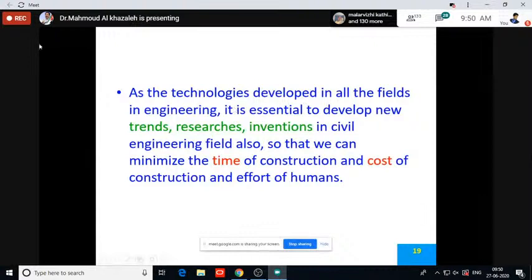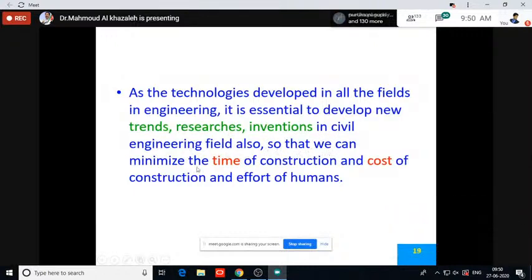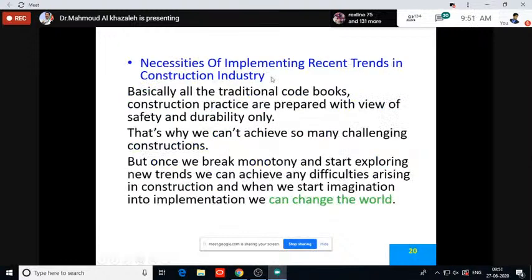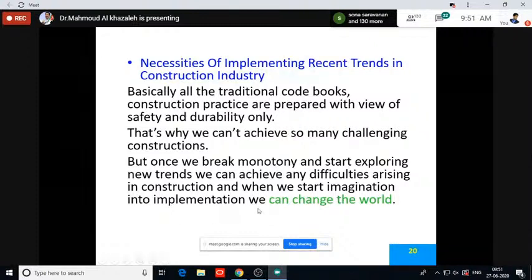As technologies develop in all fields of engineering, it is essential to develop new trends, research and inventions in the civil engineering field also, so that we can minimize the time and the cost of construction and the effort of humans. Necessity of implementing trends in the construction industry. Basically, the traditional code books and construction practices that we have currently are prepared with a view of safety and durability only. That's why we cannot achieve so many challenging constructions. But once we break monotony and start exploring new trends, we can overcome any difficulties arising in construction, and when we start imagining into implementation, we can change the world.